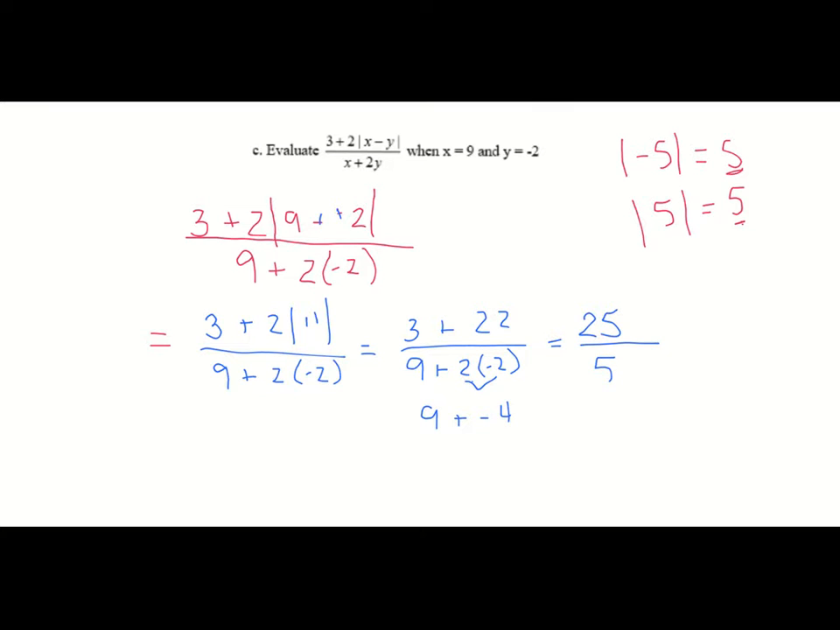And now that we've simplified the top and the bottom to a single number, we can do that division. So this is the only time you kind of hold off on that division. And 25 divided by 5 will give me a final answer of 5.